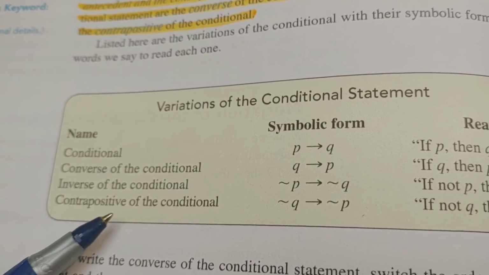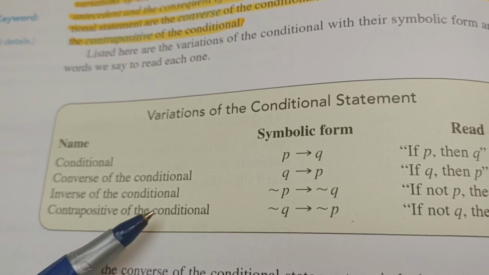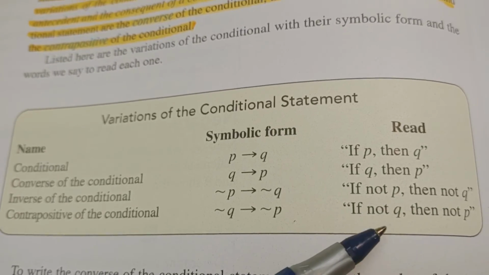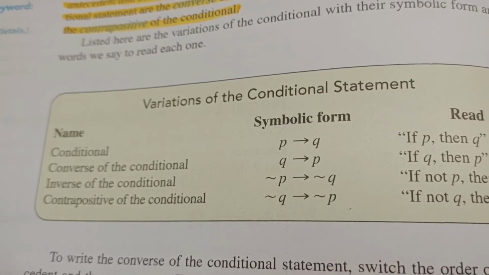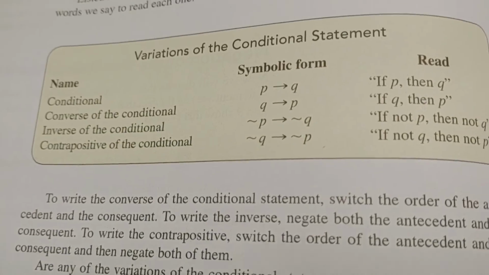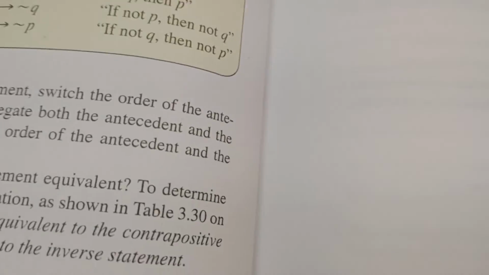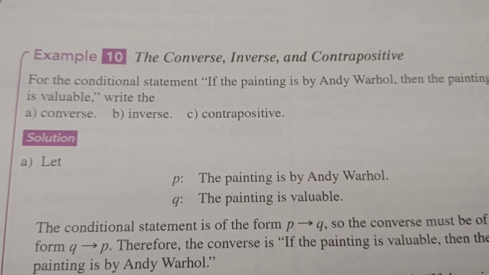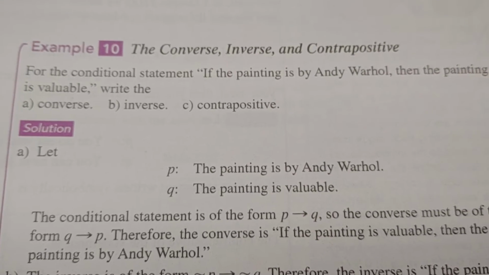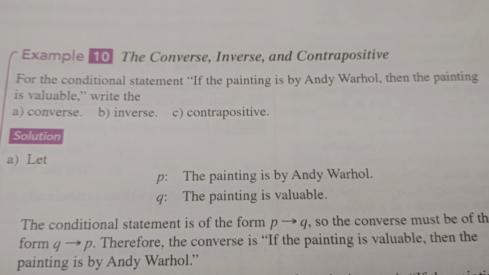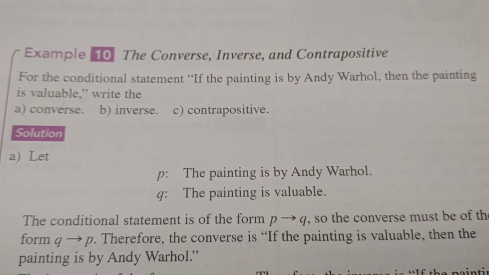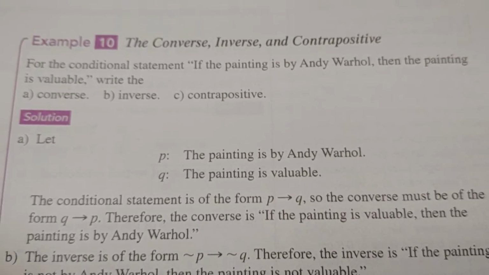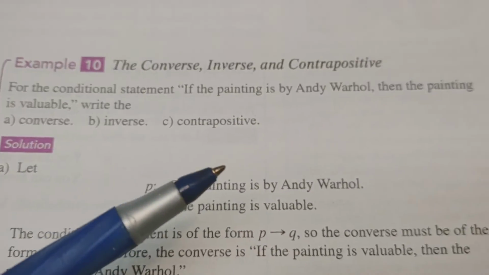And then the other one is the contrapositive. Contrapositive is taking the inverse and switching them. So we put negated Q in the front, negated P in the back. So it says if not Q, then not P. You've got to understand these rules in terms of being able to work the problems. In example 10, it says the converse, inverse, and contrapositive. For the conditional statement, if the painting is by Andy Warhol, then the painting is valuable, write the converse. The converse would be where we switch the P and the Q.